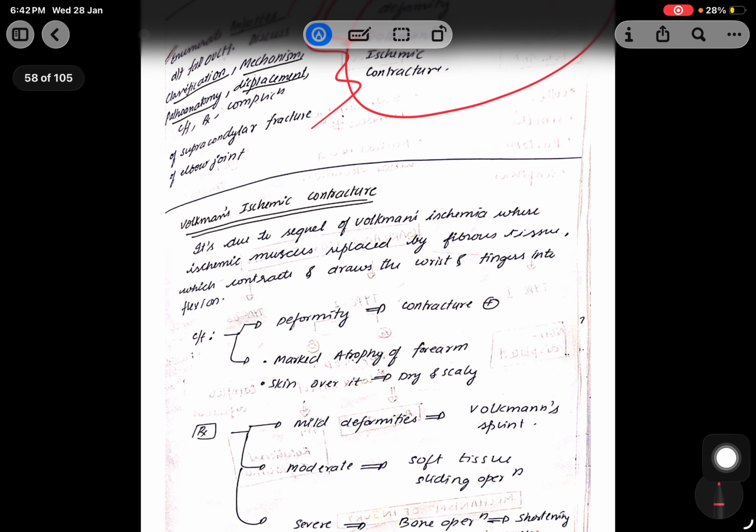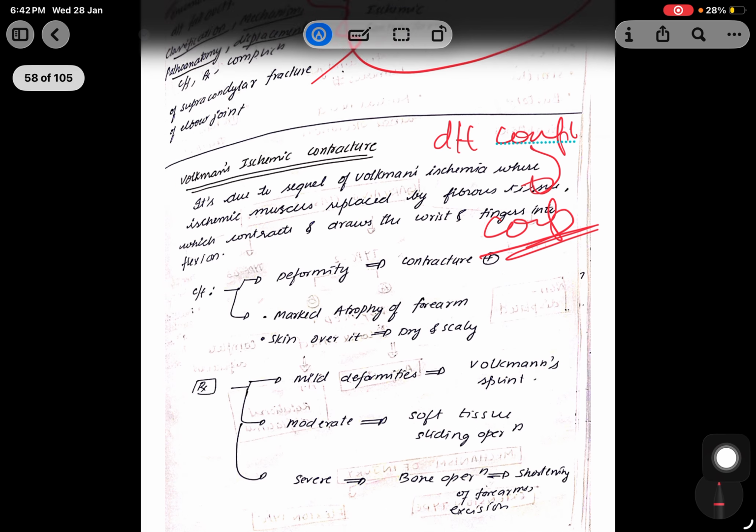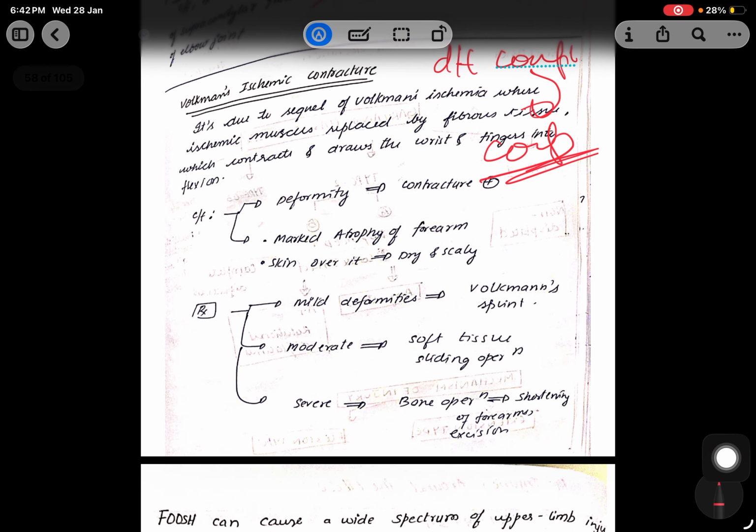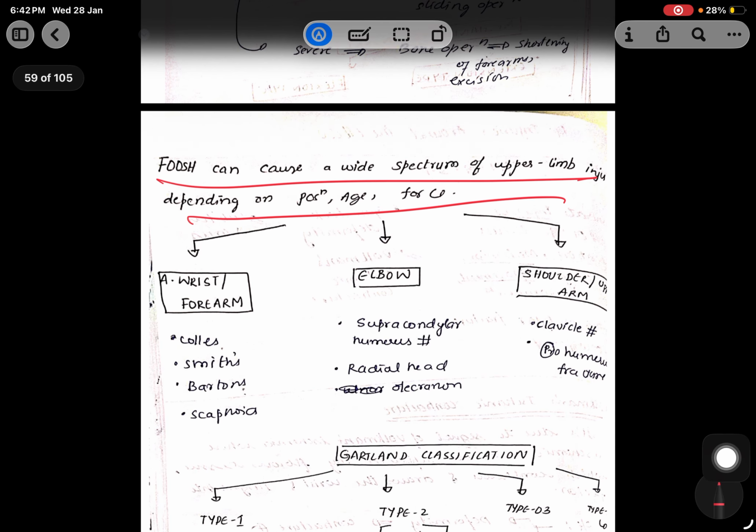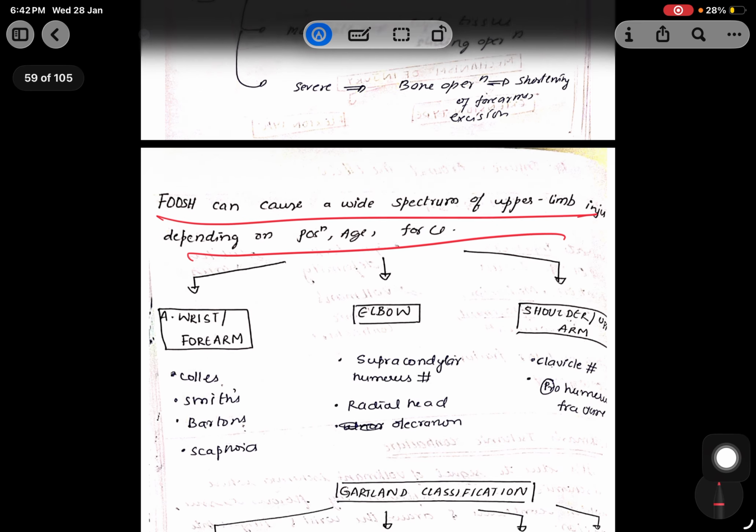Again, Volkmann's ischemic contracture is a complication of compartment syndrome if not taken care of. Okay, just go to the part. I'm sure you will definitely understand what I'm trying to say. Again, where all it can happen. This is the Fuchs injury.